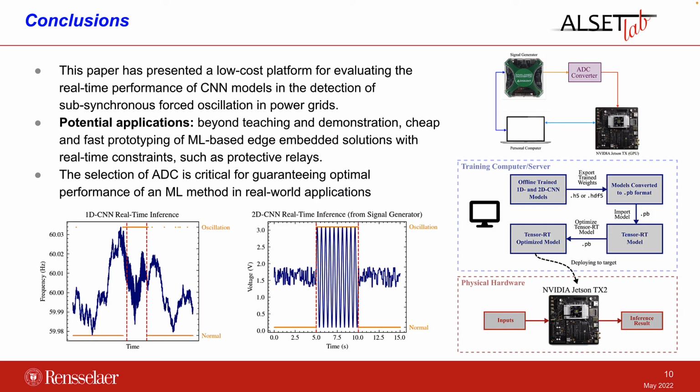So we jump here to the conclusions of our work. We have introduced a low-cost platform consisting of a signal generator, an ADC converter, a laptop to coordinate everything, and an NVIDIA Jetson GPU. We demonstrated this platform in a simple application that was the detection of subsynchronous forced oscillation in power grids. Here you have a more realistic pattern that was extracted from our other paper, but this is the kind of signal that we can actually generate using the signal generator programmatically.